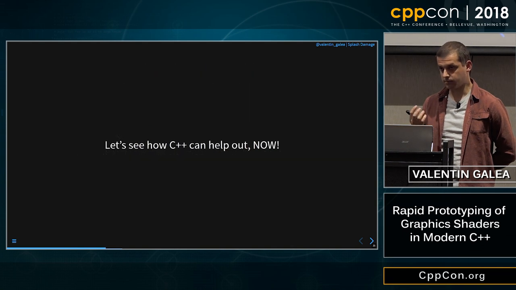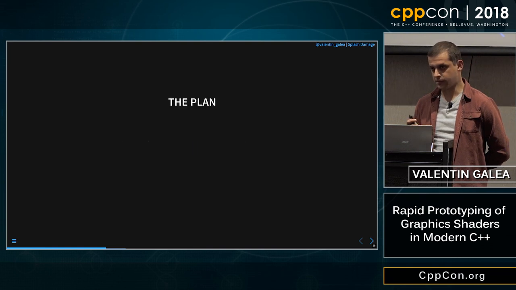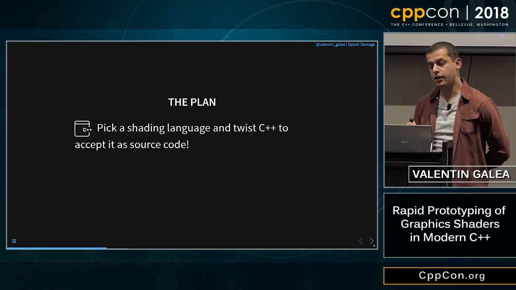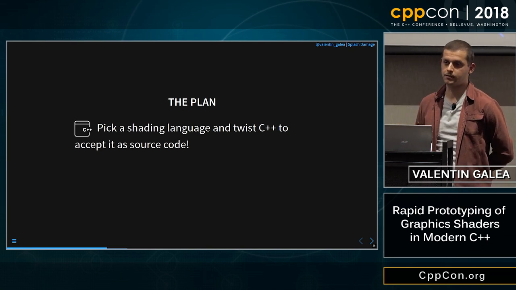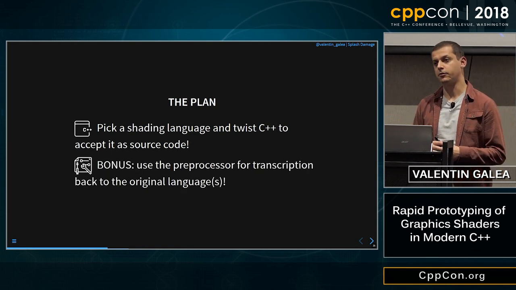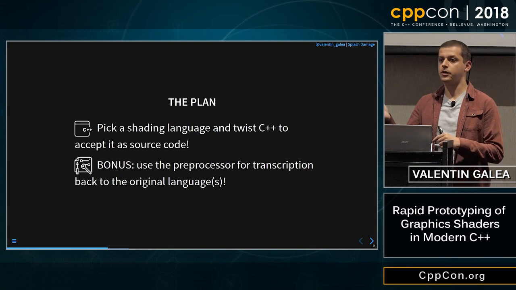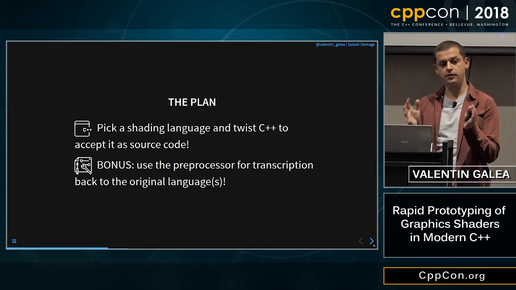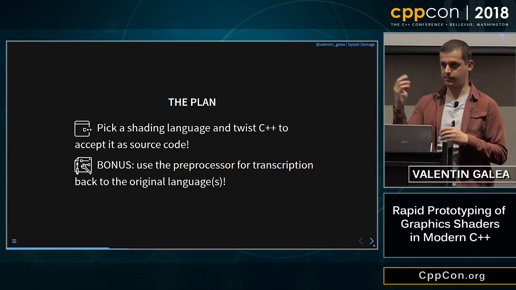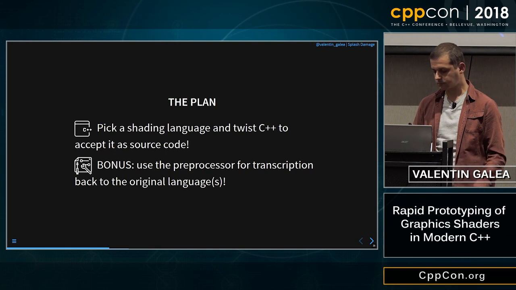So let's see how C++ can help us now. The plan is as follows. We're going to choose one of these shading languages, and we're going to twist C++ into accepting it straight up as the source code. And as a bonus, with some preprocessor magic, we can turn it back into the shading language. So we'll have one set of source code, which can potentially go in three ways. It can be either C++, HLSL, or GLSL.